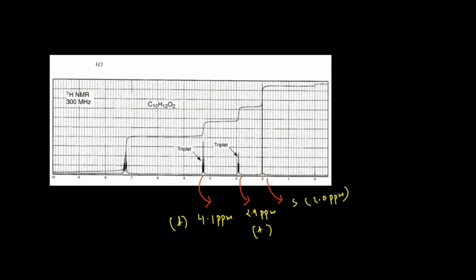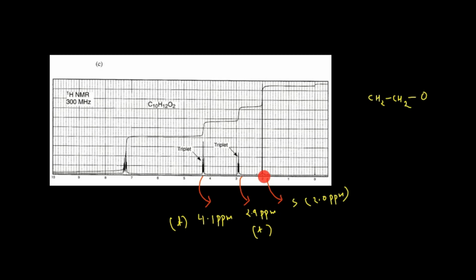So what information can we get from here? Two triplets means, as I already told you, CH2 connected with CH2 will produce two triplets, as I have explained in my previous slide. But one triplet is way downfield at 4.1 ppm. It is quite clear that it is connected with the oxygen, right? It is connected with the oxygen, right?